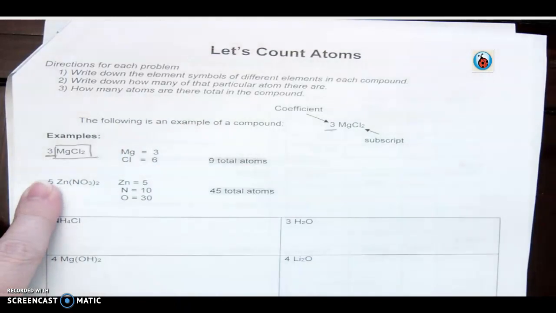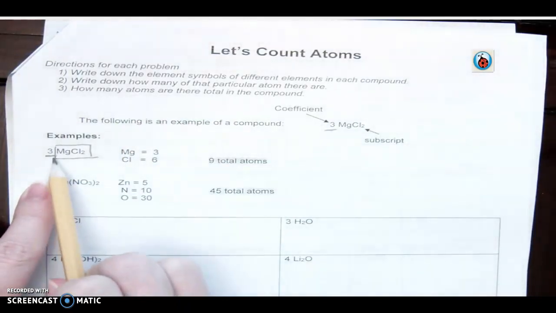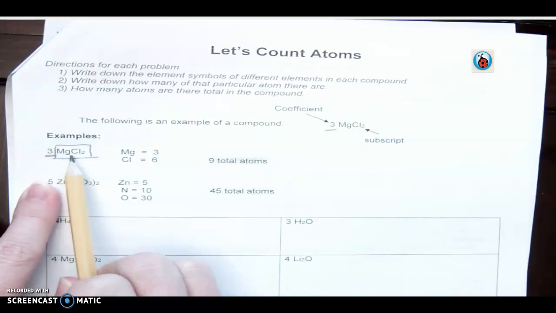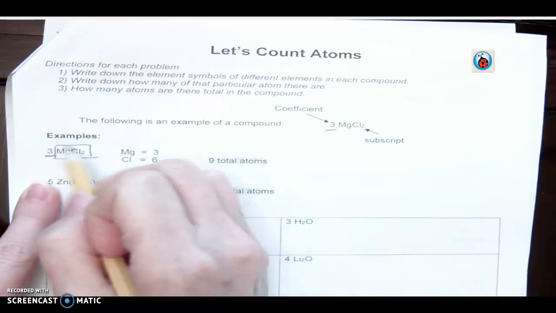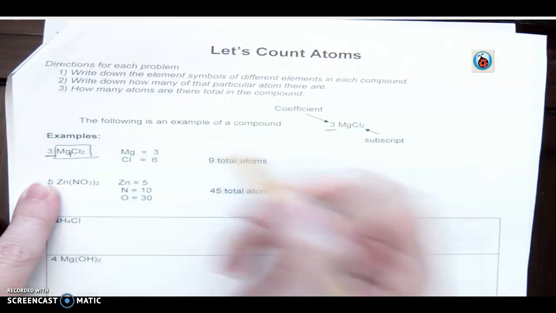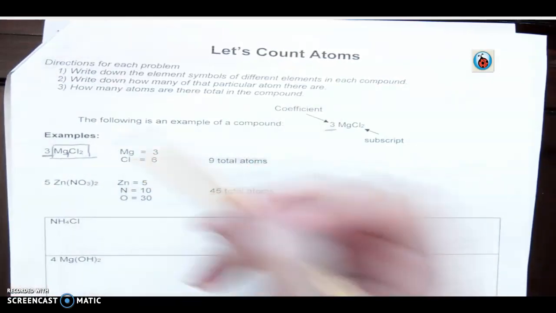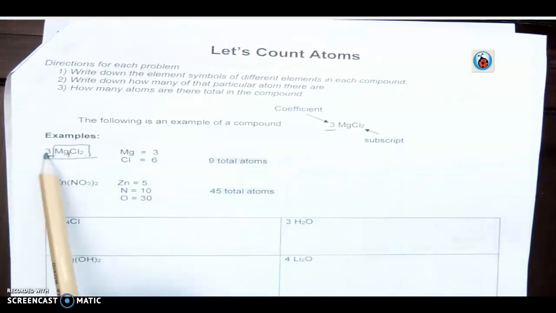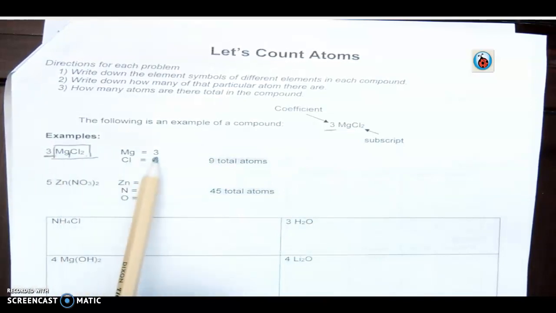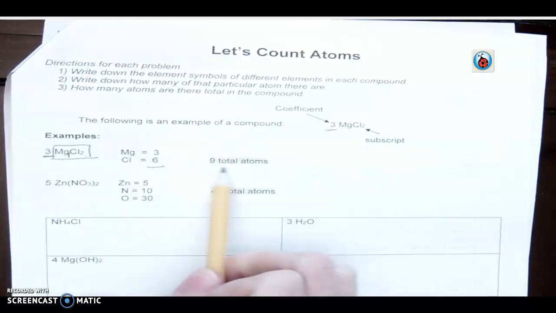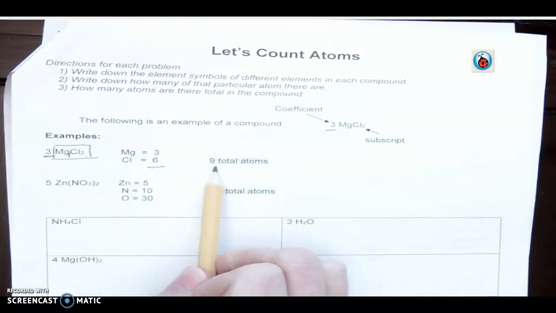Okay, I'm going to put a box around there because everything behind this 3 gets multiplied by the 3. Okay, and remember, if there isn't a subscript there, that's understood 1. So I'm going to go ahead and put a 1 there, and then it says we've got 2 atoms of chlorine. So now I'm going to multiply those. So 3 times 1 is 3, 3 times 2 is 6. Then I add those together for a total of 9 atoms.